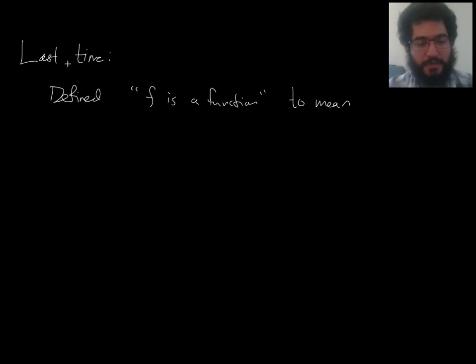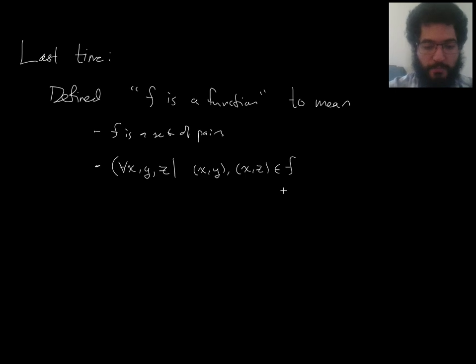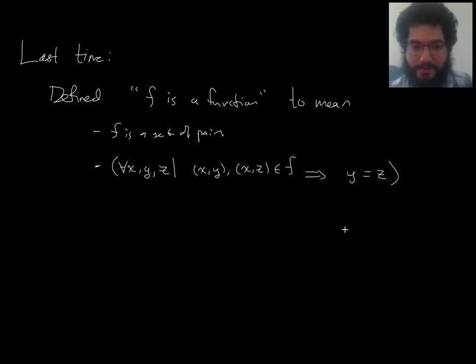Last time we defined the phrase "f is a function" to mean a conjunction of two things: that f is a set of pairs, and whenever you have two pairs in f with the first coordinate being the same, then it follows that the second coordinates have to be the same. So this is our definition of function. This is one thing we did last time.